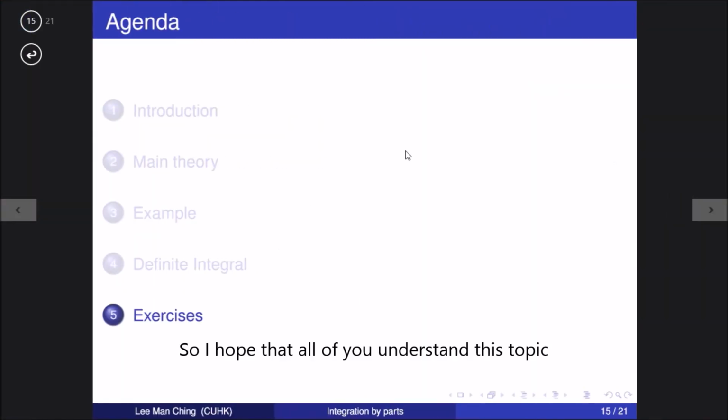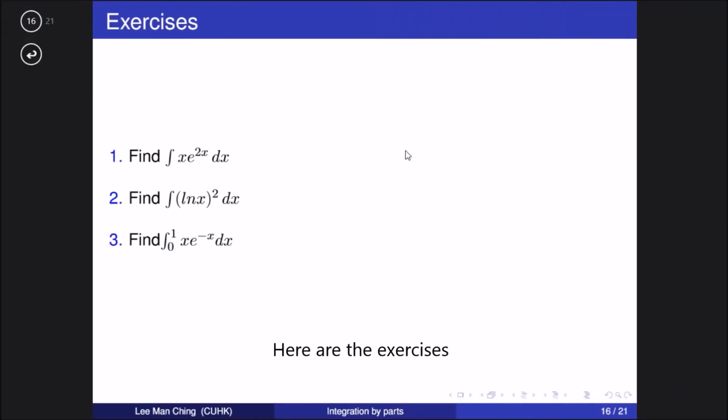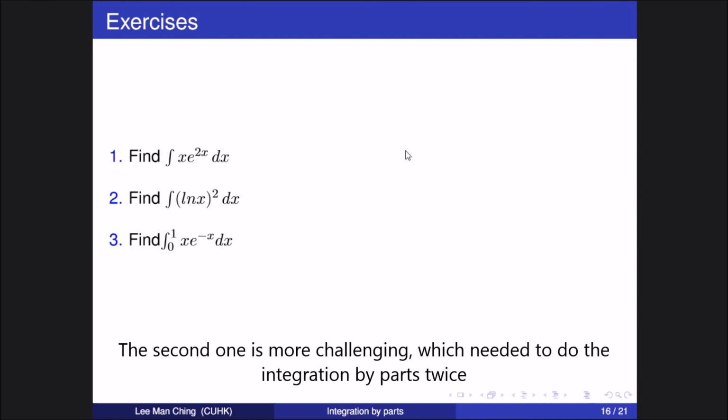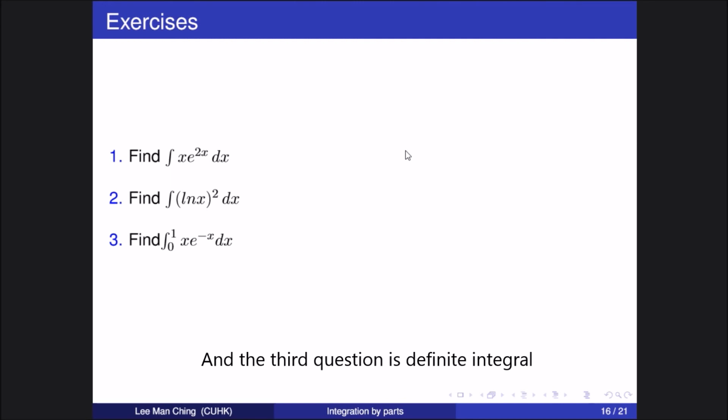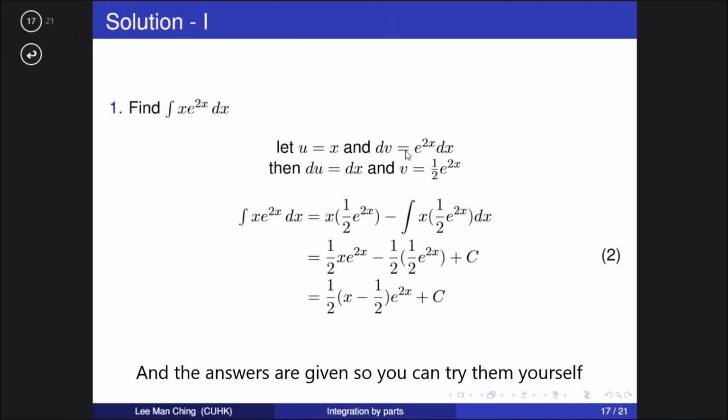So I hope all of you understand this topic. And here are the exercises. The first one is a simple and straightforward question. And the second one is more challenging, which needs you to use the integration by parts choice. And the first question is a definite integral. And the answers are given, so you can try it yourself.